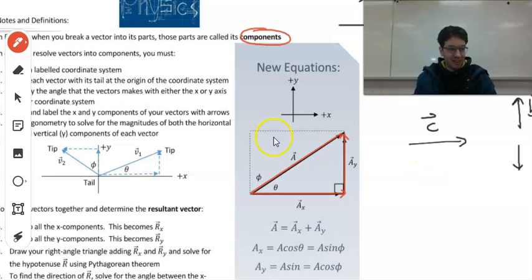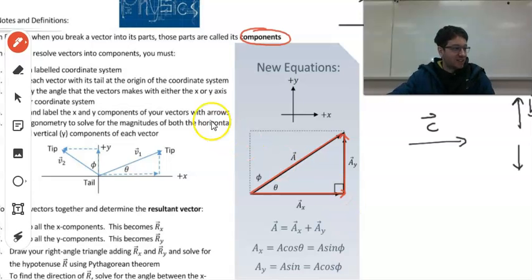And in this, you can say that vector A, right here, is equal to its x component plus its y component. And this idea of components is going to really help us add all of those vectors, E, F, G, H, I, J, K, whatever.